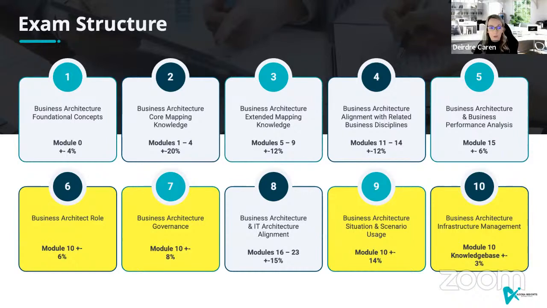So about 4% of your exam, and I'm just giving estimates here so you can work around it. The Guild doesn't give us actual numbers. You will get a number once you've completed your exam, but I'm working on estimates here. So in our program, module 0, which is around the fundamental concepts, who is a business architect, what is business architecture, some of the background to business architecture, is about 4% of your exam. So not a high percentage, but hopefully you get that right, because it's fairly simple information.